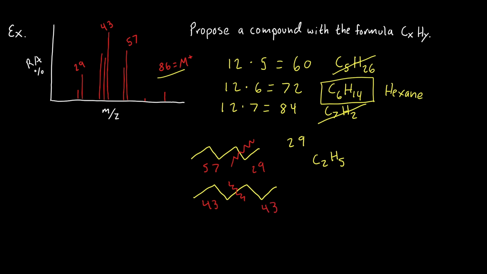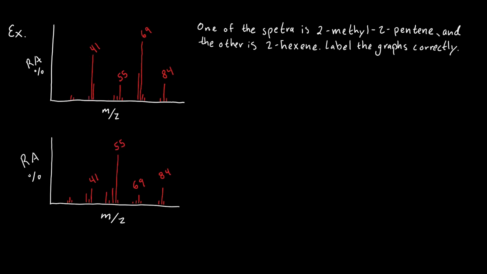In this next example, we're given 2 spectra, one of 2-methyl-2-pentene and the other of 2-hexene, and we're supposed to figure out the difference. So first, let's draw the 2 compounds.